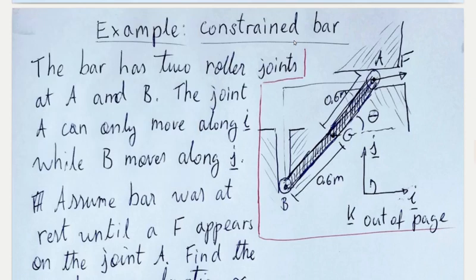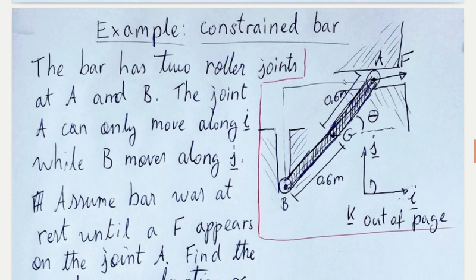Okay, so let's do an exercise together. I've used the best of my artistic skills to draw this with a pen. You may complain all you like, I think it's brilliant. This is a rigid bar, and at its two ends there are two rollers, a roller at B and a roller at A.